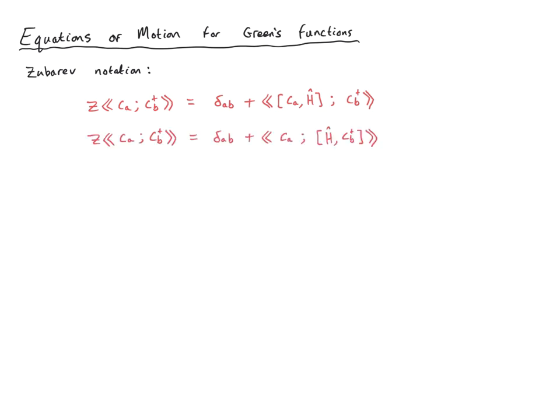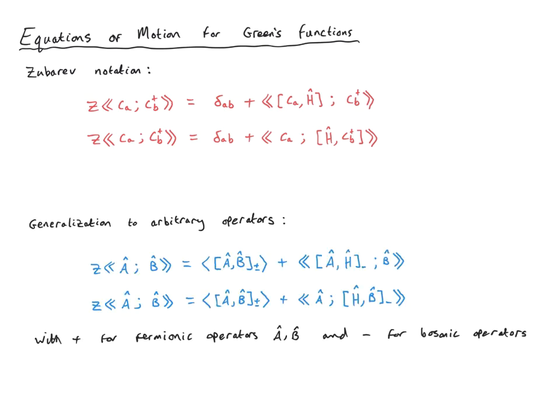Working through all the steps as before, we now obtain a different equation of motion, where this time it's the operator CB dagger that gets replaced by the commutator of the Hamiltonian and CB dagger. In both equations, however, we see that we relate a given Green's function to some other Green's function. Which Green's function sits on the right-hand side here, of course, depends on the Hamiltonian. We'll do plenty of examples later in this lecture.